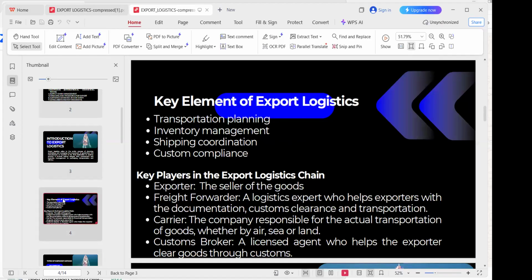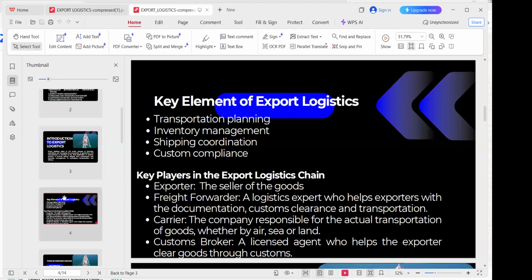Let's take FedEx, for example. FedEx is known for its global delivery services, exemplifying effective transportation logistics by operating a sophisticated hub-and-spoke model and using data analytics to optimize routes. FedEx ensures timely and cost-effective delivery.